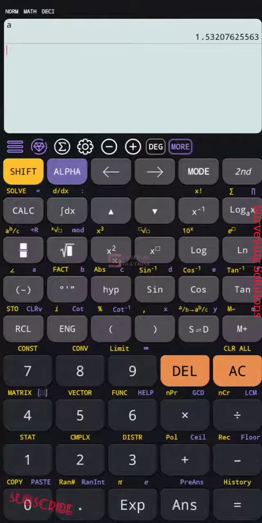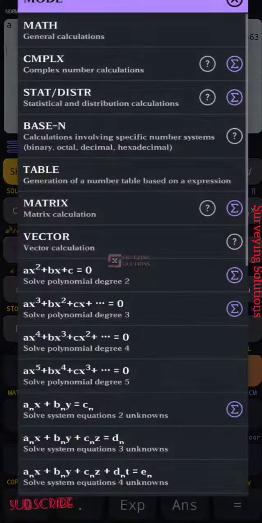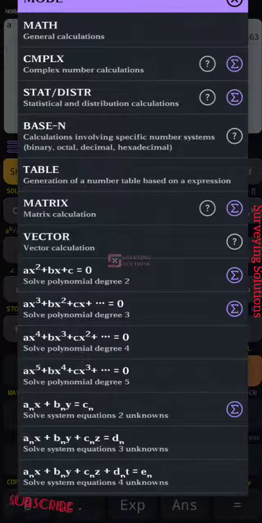Let's say you want to solve simultaneous equations, and sometimes you can have 2 unknowns, 3 unknowns, 4 unknowns. You want to solve polynomials and other stuff. You can actually get them on your calculator. You just click on mode on your calculator, then you see different modes that can be used on your calculator, right? So now let's look at the second mode here, which is complex.